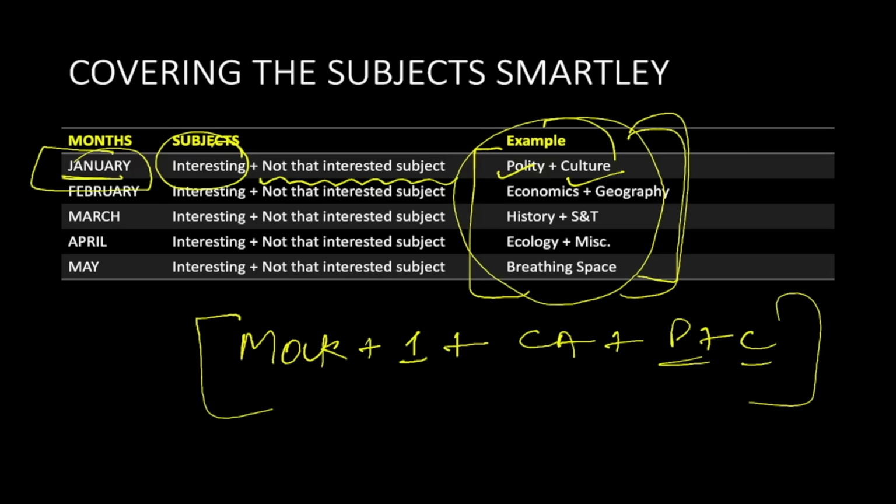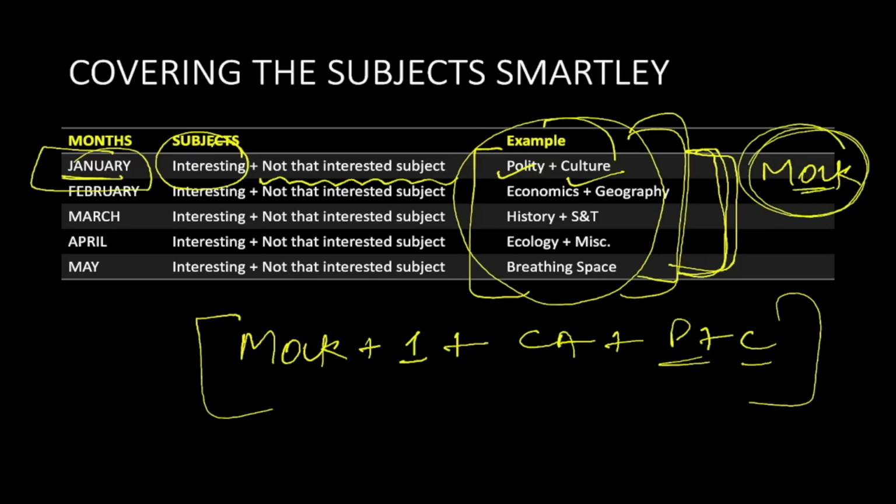Now please keep this in mind. Along with these subjects, you are also appearing in mock tests, and therefore simultaneously you're completing the mock tests as well. Try to sync these two areas. For example, if in the month of January you are completing polity and culture, try to attempt the mock tests which are related to polity and culture only. So you can complete 10 to 20 mock tests pertaining to these subjects.